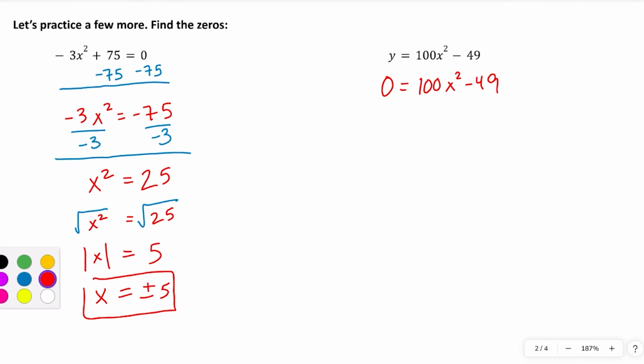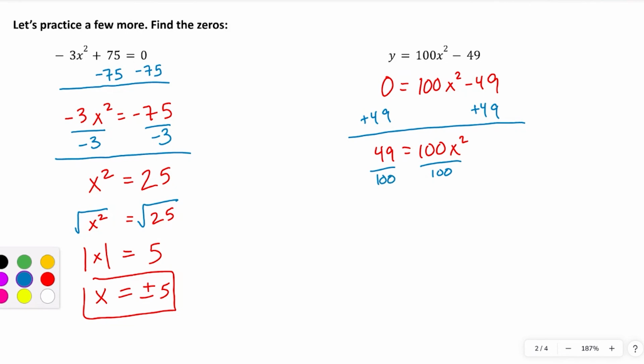This one's going to turn out a little bit different, and let me show you why. We'll start by adding 49 to both sides to get 49 equals 100x squared. And then if we try to divide by 100, it's not going to divide evenly. On the last one, we had 75 divided by 3, which worked out nicely. But here we have 49 over 100. That doesn't divide evenly. So we're just going to leave it as a fraction.